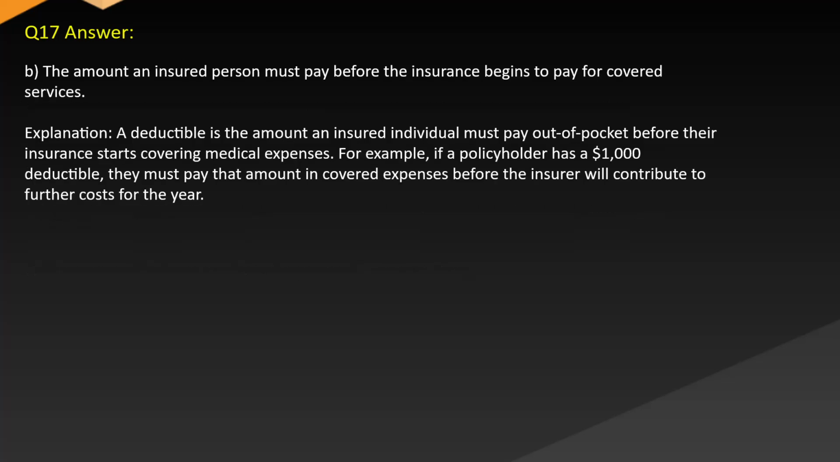Answer: B. The amount an insured person must pay before the insurance begins to pay for covered services. Explanation: A deductible is the amount an insured individual must pay out of pocket before their insurance starts covering medical expenses. For example, if a policyholder has a $1,000 deductible, they must pay that amount in covered expenses before the insurer will contribute to further costs for the year.